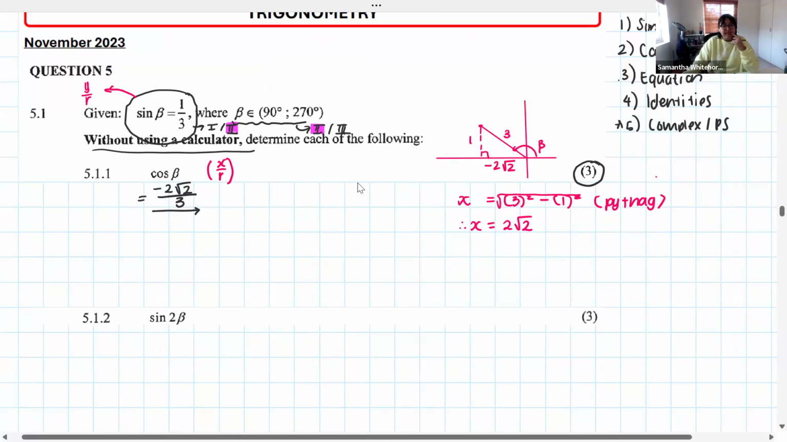But guys, the second there's a double angle, an angle that is not given to you in the question, you need to start thinking about the formulas you know from your formula sheet.